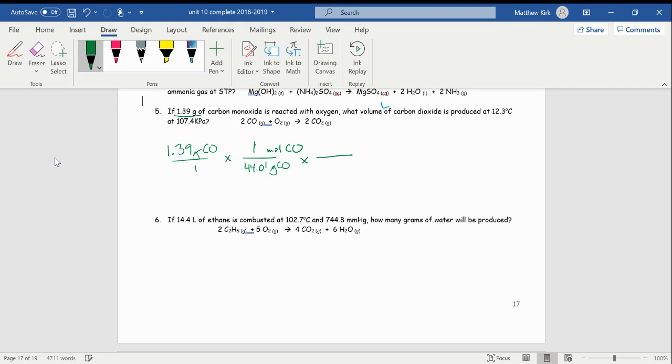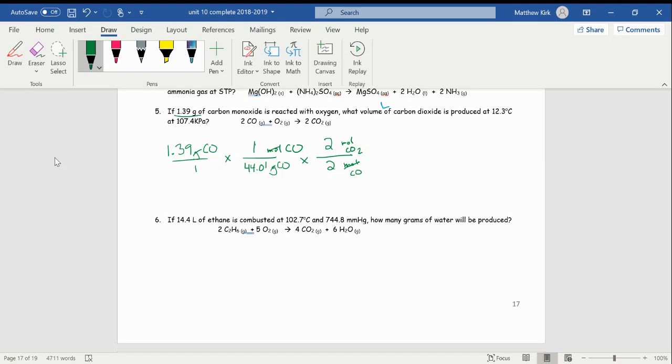Okay. Now that I have moles of CO, I could go to my mole ratio, where again, what I want to cancel out goes on the bottom, what I want to convert to goes on top. And I fill it in by looking at my coefficients: 2 from CO2, 2 from CO, so moles of CO would cancel out.